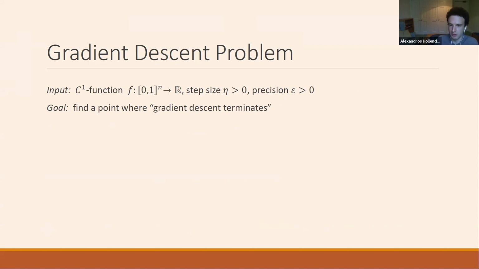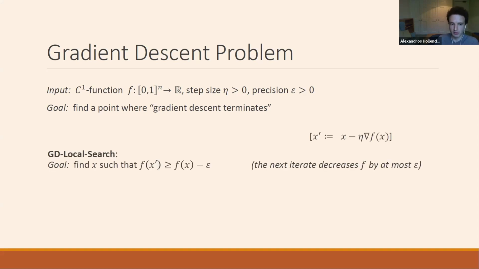Before I talk about how the input is represented, let me first try to explain how we interpret that goal. What does it mean, a point where gradient descent terminates? It turns out that there are various ways to define where gradient descent terminates, in other words, stopping criteria for gradient descent. The first one we're going to look at is the problem we call GD local search.